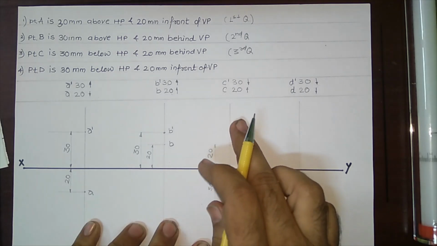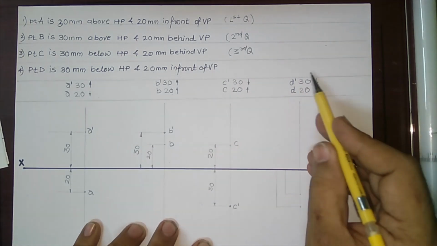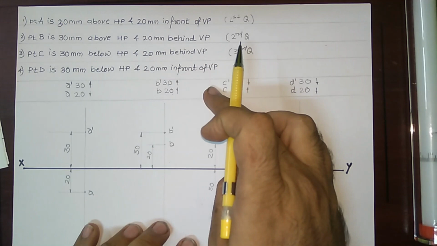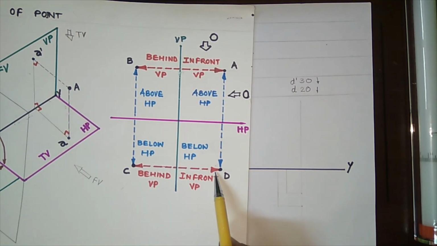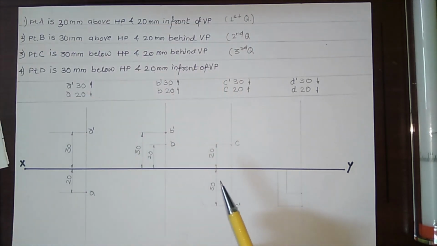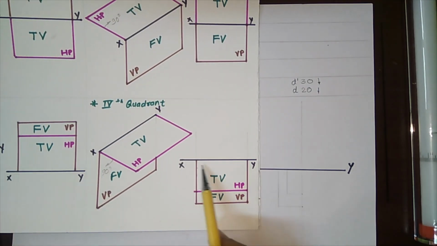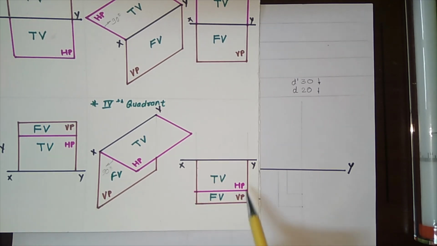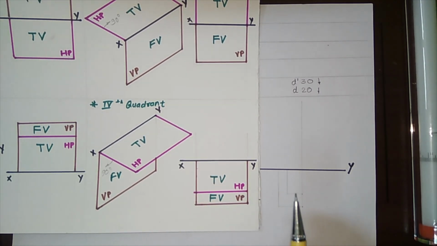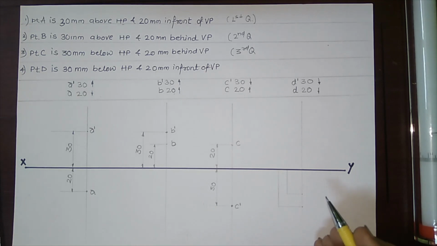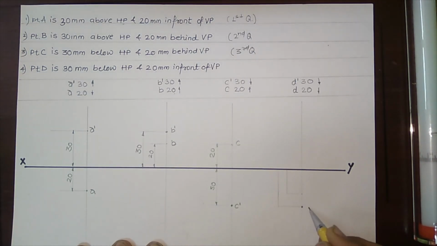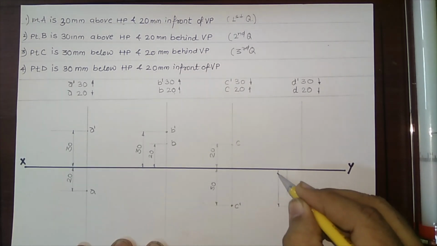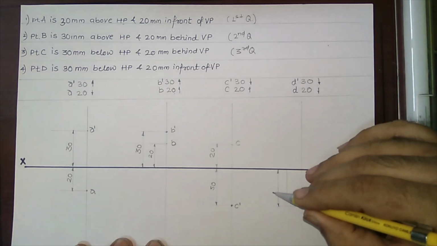Okay, now you look at this, you'll find that the point appears in which quadrant? So below HP, in front of VP. Check it out. Below HP, in front of VP, fourth quadrant. And when we say fourth quadrant, what will happen? In fourth quadrant, both the views will appear below XY line. Okay, so therefore you will find that over here, if I want to plot this point, I will say this is D dash 30 millimeter. So this distance is 30. Okay, so I'll mention over here this is 30.